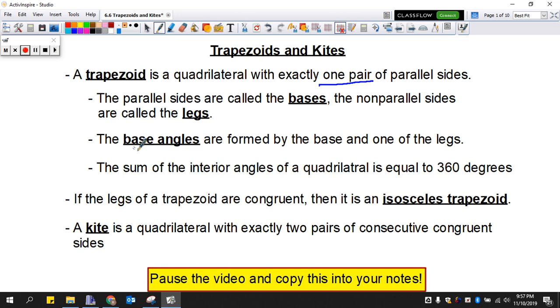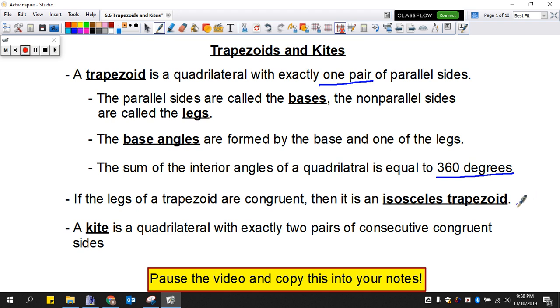The base angles are formed by the base and one of the legs. And as you already know, the sum of all the interior angles of a quadrilateral is equal to 360 degrees. That's something I just wanted to remind you of, because we will need to use it to solve some of our problems. Now, if the legs of a trapezoid are congruent, if the two legs are the same length, then it's what we call an isosceles trapezoid.